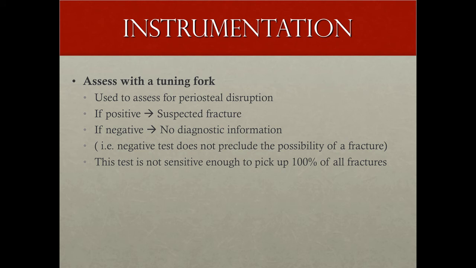Instrumentation could be done. We could use a tuning fork. The tuning fork is going to assess for any periosteal disruption, whether there's a fracture, a bone bruise, or a contusion. So if it is positive, it indicates a suspected fracture if the patient has a significant amount of pain. If it is negative, it does not necessarily give us any diagnostic information, meaning a negative test does not preclude the possibility of a fracture, because using a tuning fork is not sensitive enough to pick up 100% of all fractures. The patient could have a hairline fracture that it would not be able to identify.